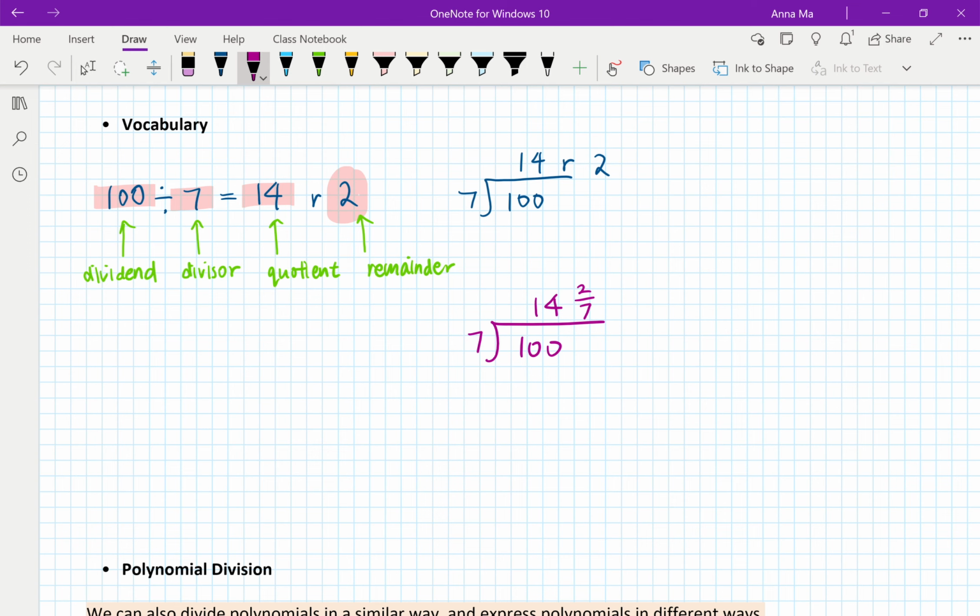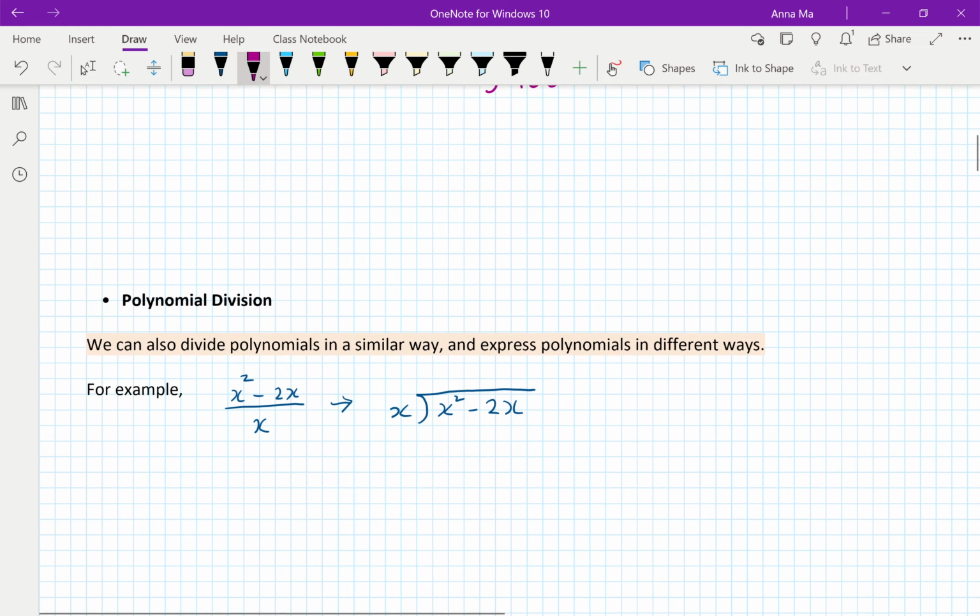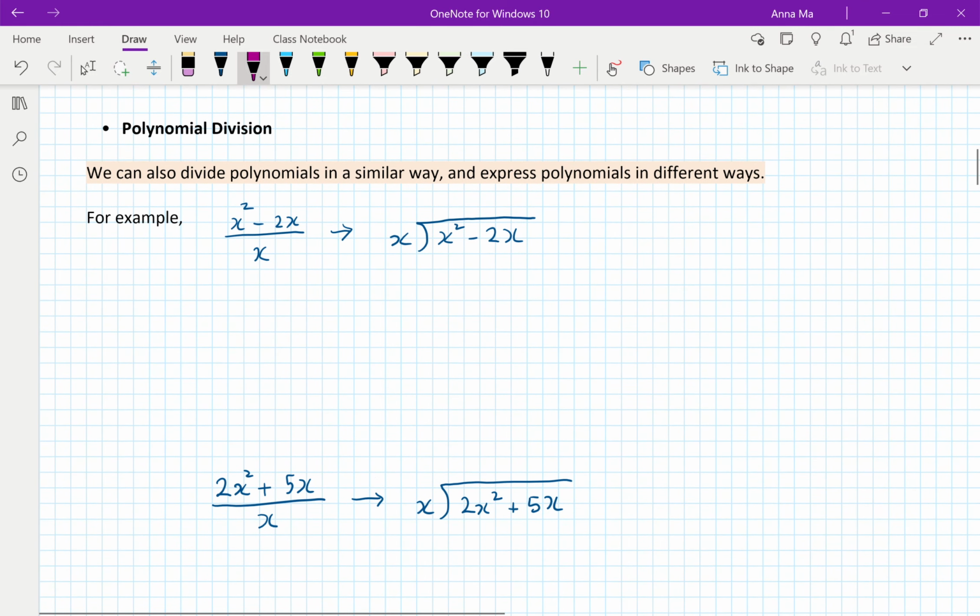All right, let's get into the real stuff, which is the polynomial division. We can also divide polynomials in a similar way and express polynomials in different ways. So for this one, we write the format exactly the same. We want to write down our numerator, our dividend, inside the division, what do you call that? Division train? Bus? I know there was a cute name for it, but I forgot. And then what you're dividing by, the divisor, will go outside the train.